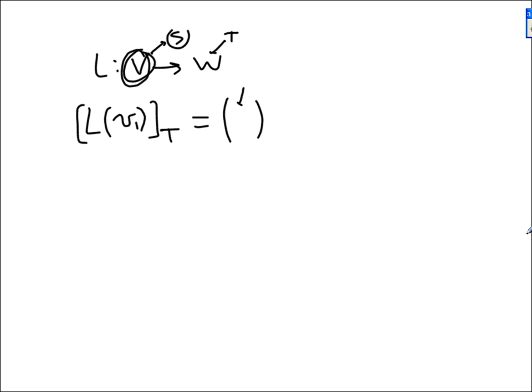V1, this will be column 1 of A. V2, whatever you get here, that will be the second column of A. V22, the coordinates of L of V22 with respect to the basis T, that would be the 22nd column of A. Again, in my opinion, you need to be able to say this.